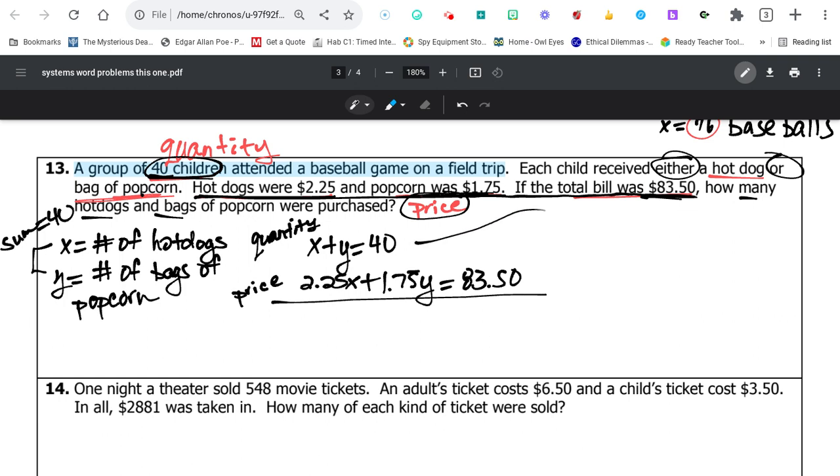Again, I'm going to use substitution. I'm going to substitute here. X plus Y equal to 40. I'm going to solve for X. So X is equal to negative Y plus 40. All right, let's take this and put it in place of X. When you substitute, you use one to break down, you plug it into the other one, so it'll go in right there. Okay, let's work on that.